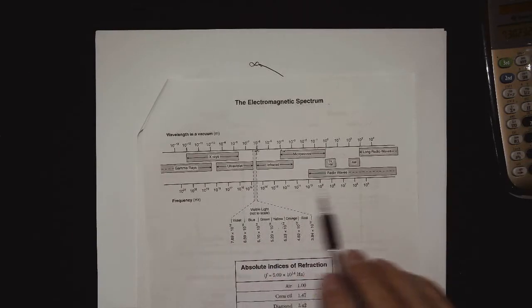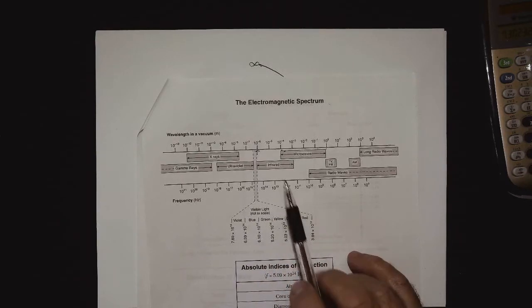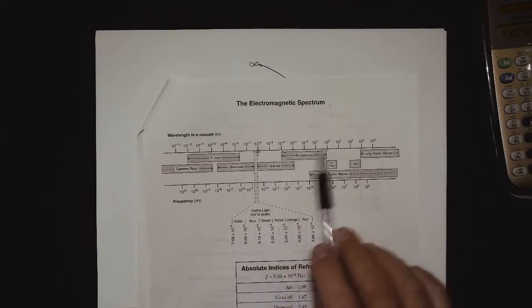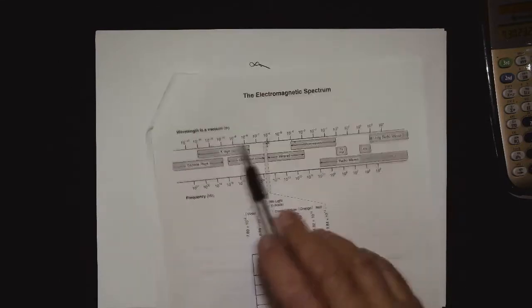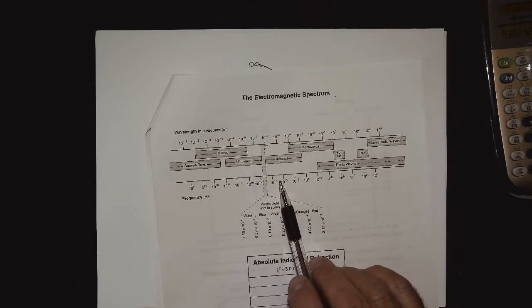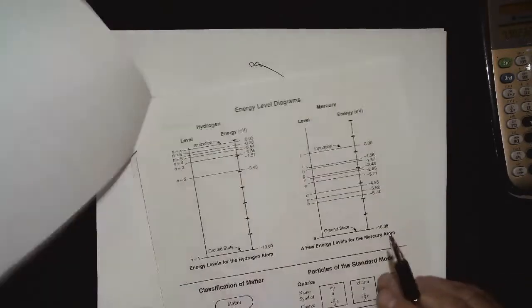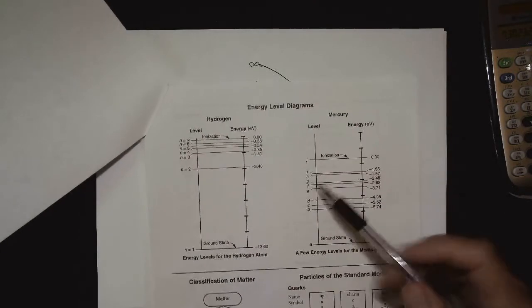The frequency, notice these are high numbers, very large numbers. Notice the wavelengths are, in general, at least on the visible end of the spectrum, very small numbers. So the frequency is how many times a second the vibration occurs. What we want to look at now is the energy level diagrams.